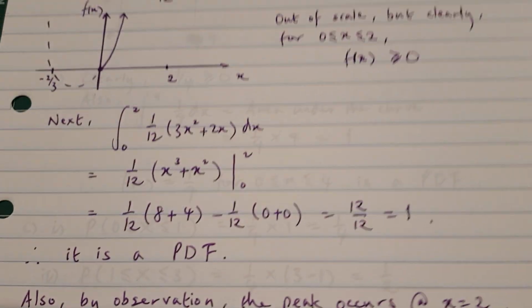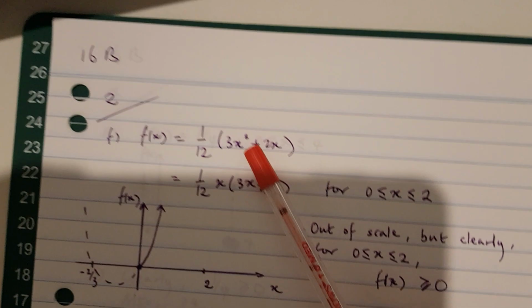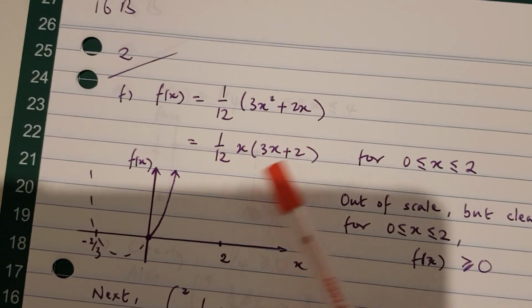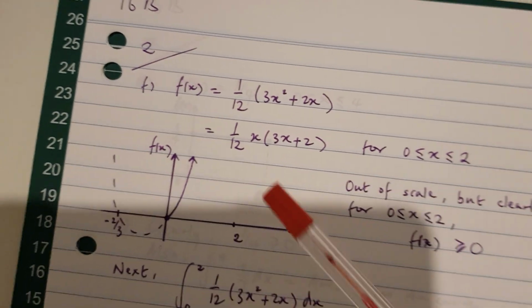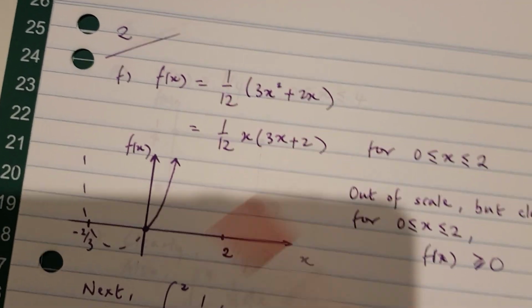Okay, now the last question of question 2 is this. So now the little f(x) is given, and that little number is actually 2 squared. All right, so 3x squared. Now I've factorized it. Okay, why? Because it's easier for me to sketch this.